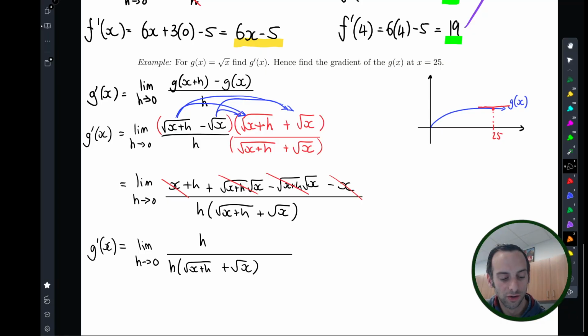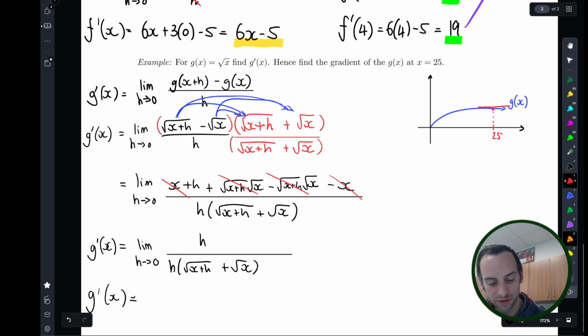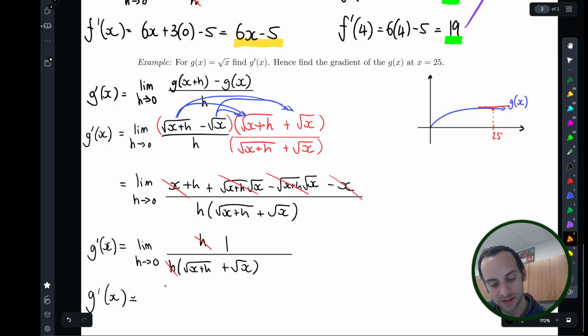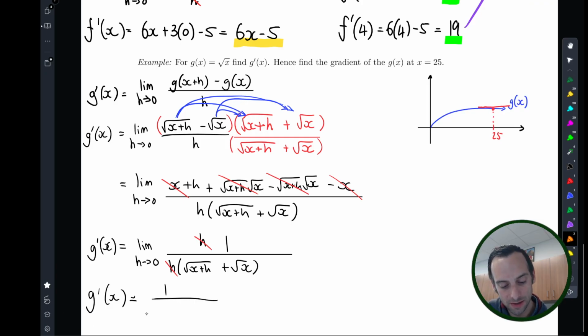Okay. So we are very close to finding our g prime of x right here. We've done the hard work in the algebra. These h's cancel. Don't forget that leaves you with a 1 in the numerator. There is always that implied 1 left. It does not take you down to 0. The h in the denominator has canceled, meaning we can substitute in 0 for the remaining h.